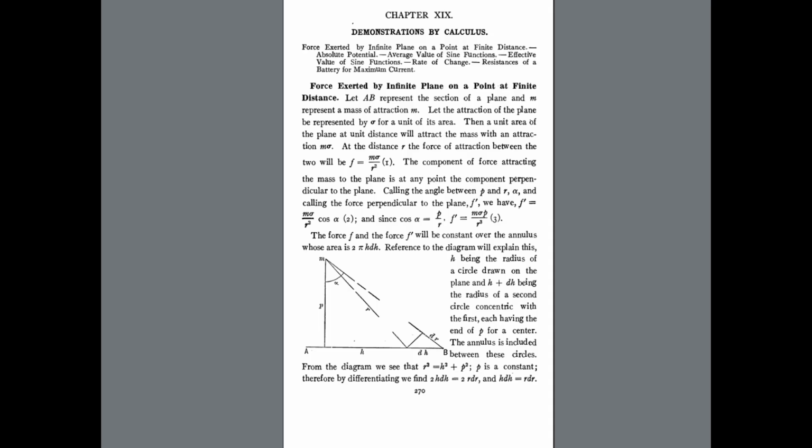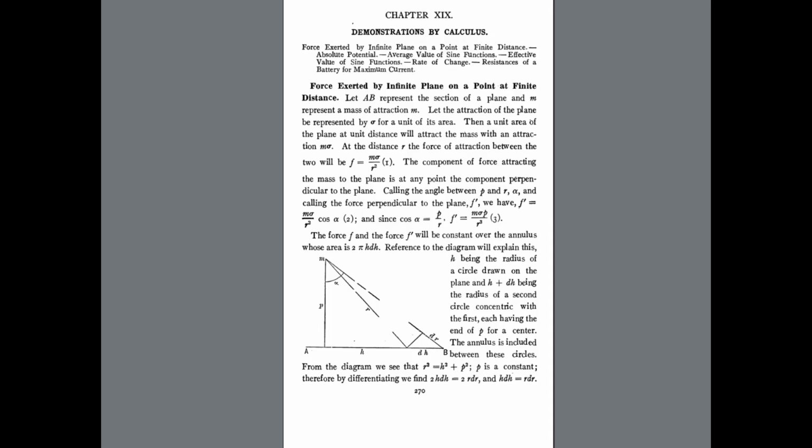Every point around this annulus is at the same sloping distance r from the mass. That is why this particular division of the plane is so useful. Instead of dealing separately with every little piece around the circle, Sloane can treat the entire circular annulus together. Now the perpendicular distance p remains fixed. The radius h along the plane and the sloping distance r are related by Pythagoras. r squared equals h squared plus p squared.